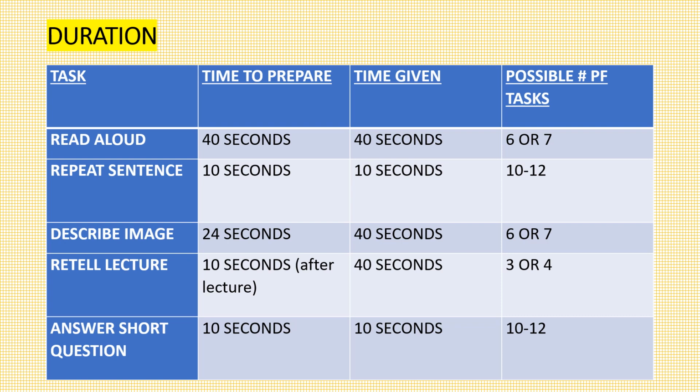Time to prepare is 40 seconds, and then you need to answer in 40 seconds. In total, you have 6 to 7 tasks. Repeat sentence, 10 seconds, 10 seconds, then 10 to 12 tasks. Describe image, 24 seconds to prepare and 40 seconds to answer, 6 to 7 tasks. Retell lecture, 10 seconds after the lecture, 40 seconds, 3 to 4 tasks. And the last is answer short question, 10 seconds, and 10 to 12 tasks.